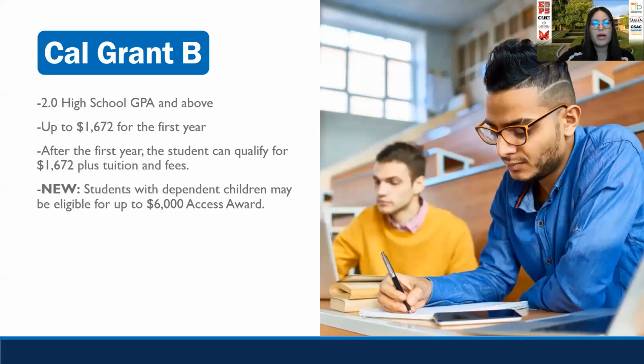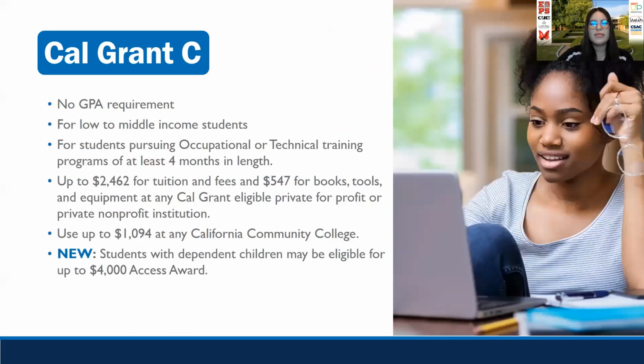In order for students to qualify for Cal Grant B, they must have at least a 2.0 GPA. They can receive up to $1,672 for the first year. After the first year, Cal Grant B can also pay for tuition and fees. Additionally, the students will still receive the $1,672. And just like Cal Grant A, if a student has dependent children, they may be eligible for a $6,000 Access Award. The previous two, Cal Grant A and Cal Grant B, are classified as entitlement grants, which means as long as the student meets the requirements, they will be awarded the Cal Grant.